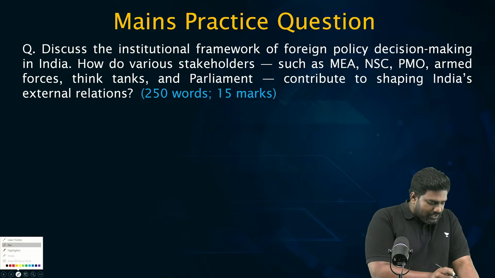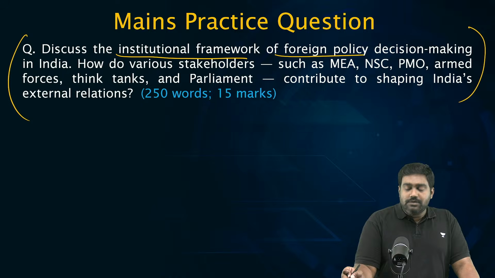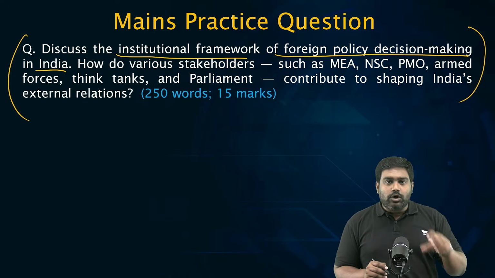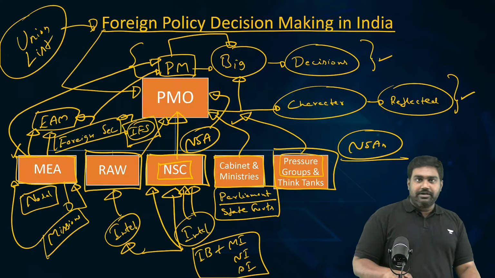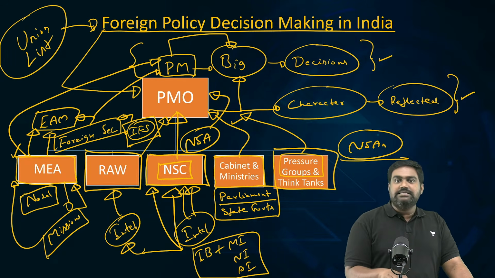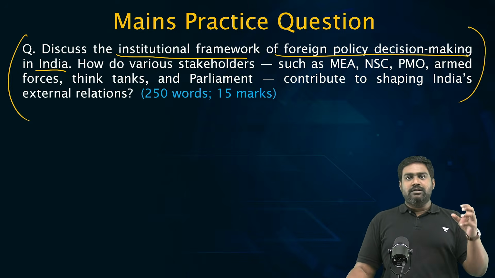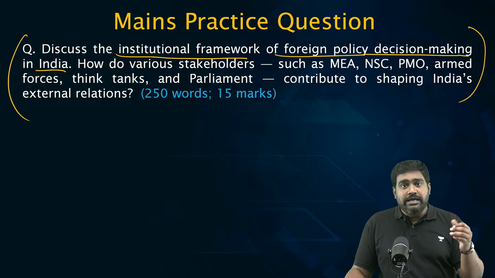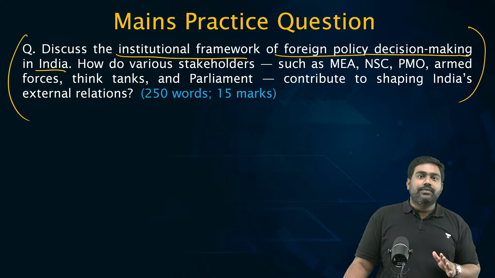Now take up your mains practice question. Discuss the institutional framework of foreign policy decision making in India. So, for this question, it's better you draw the organization chart. Like how I have given this flow chart over here. You can easily draw this in your answer as well. Correct? So, in the introduction, you can point out there are multiple stakeholders involved in foreign policy decision making. In the body, draw the flow chart as it is. Then explain the role of each stakeholder and conclude your answer. Clear?